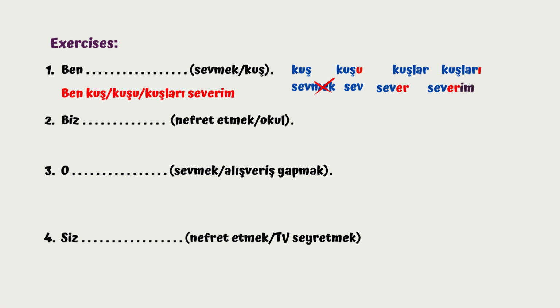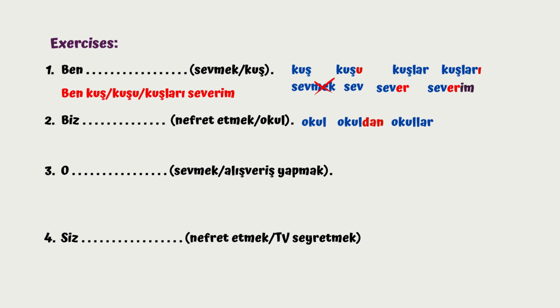Are you ready? Number 2. So we have got biz, nefret etmek, okul. Okul is school, right? So what we're going to say is we hate school. So okul can be singular or plural. We have nefret etmek as the main verb. So the noun has to take den or dan noun case. So if you use singular noun okul, we attach den or dan noun case. Last vowel of okul is u. So I will attach dan: okuldan.